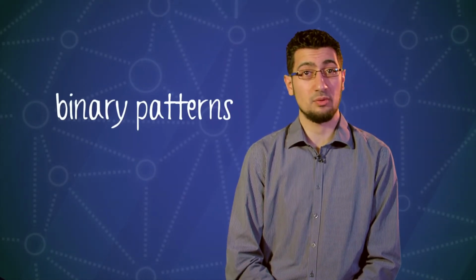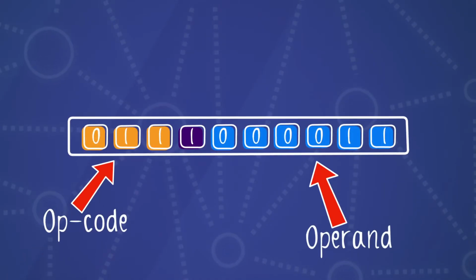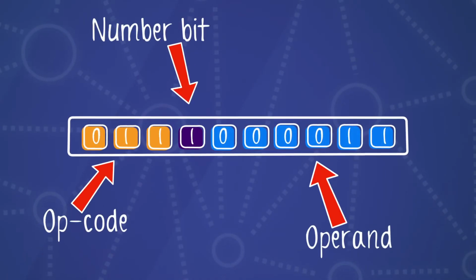Bit patterns are made up of three parts. The opcode sets the instruction part. The operand will contain either data or the address to be processed, and the number bit tells the computer if the information in the operand is either a value or an address. This here is the instruction set. A series of instructions are used by the CPU to perform a series of tasks.